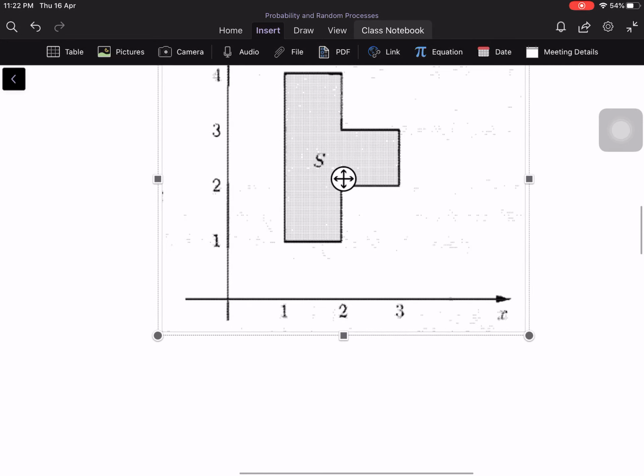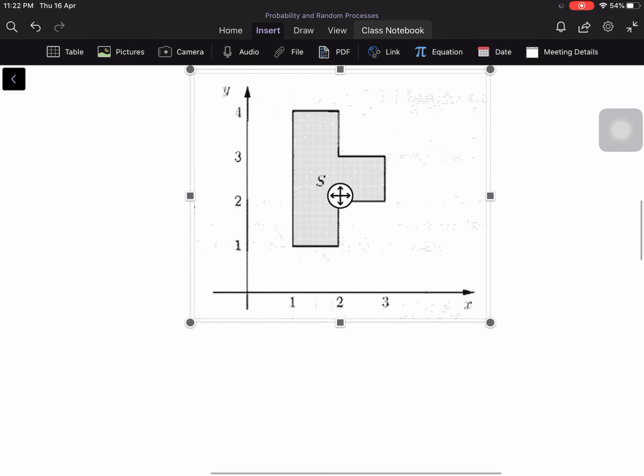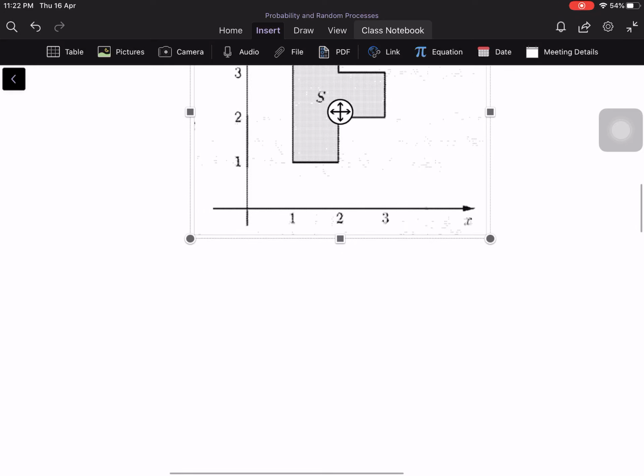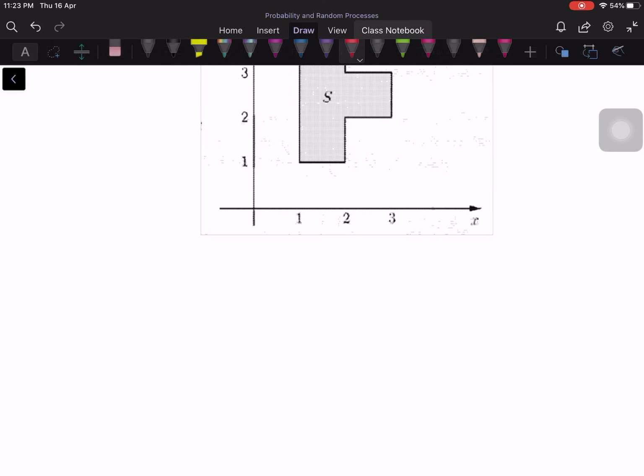Paste. Now let me find out fX(x). So the fX(x) is given as follows. Let me put a figure. Let me change the color. fX(x): what is fX(x)?